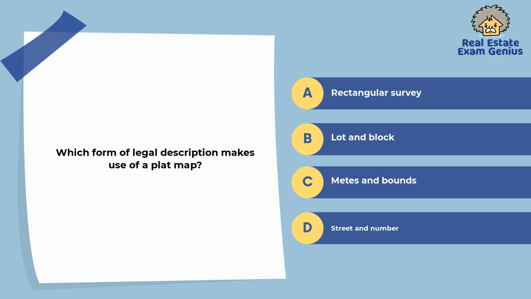62. Which form of legal description makes use of a plat map? Rectangular survey. Lot and block. Metes and bounds. Street and number.